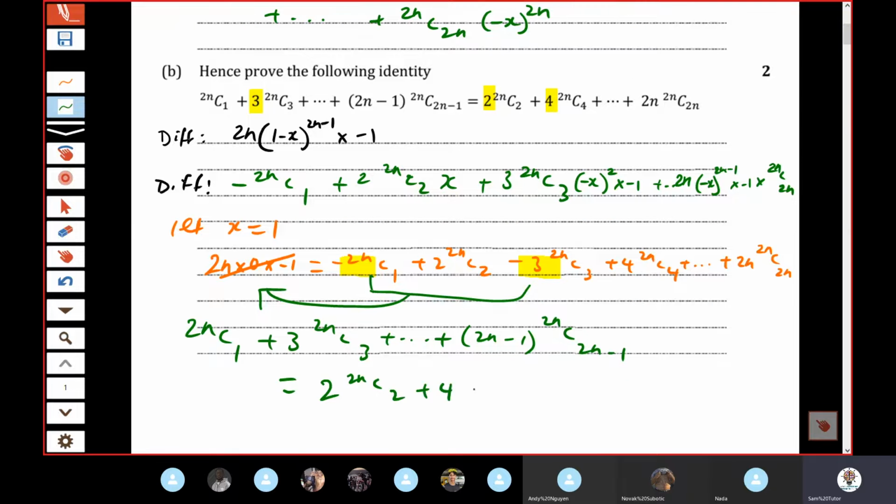2n choose 2 plus. So one of the questions we've done will be in your exam. It won't be a different one. That's what I'm trying to say. So if you want, you can really memorize the 10 questions and that's it, or you just learn it properly and you'll be able to adapt it to any question.